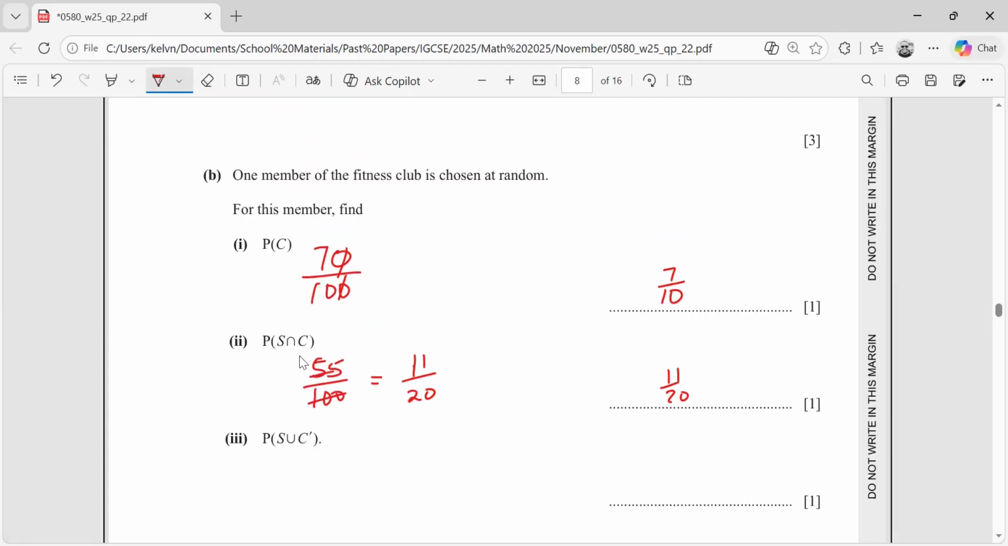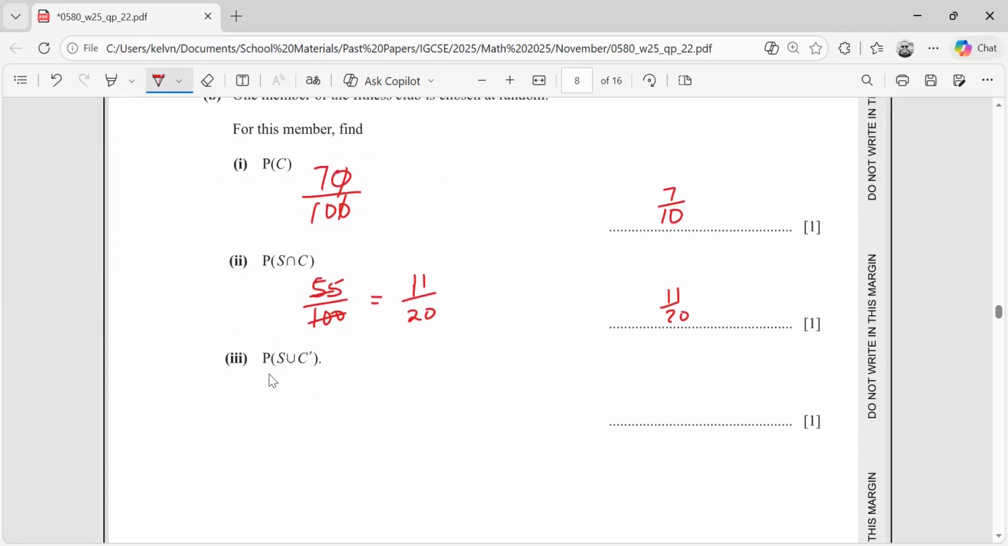Then Roman 3, we want to find the probability that this member swims union not C. I like reading it as not C. You can also read it as S union C complement.